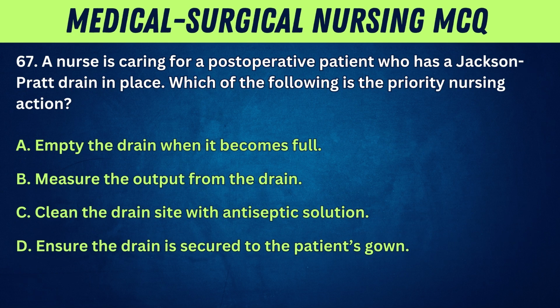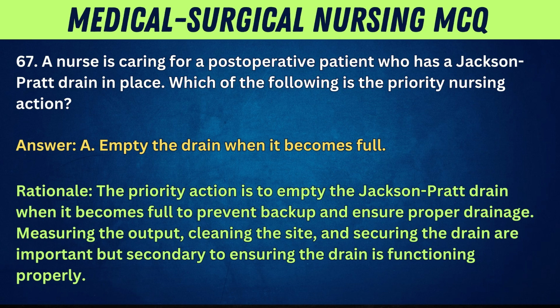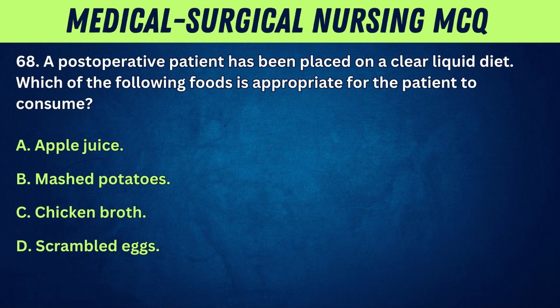67. A nurse is caring for a postoperative patient who has a Jackson-Pratt drain in place. Which of the following is the priority nursing action? A. Empty the drain when it becomes full. B. Measure the output from the drain. C. Clean the drain site with antiseptic solution. D. Ensure the drain is secured to the patient's gown. Answer: A. Empty the drain when it becomes full. Rationale: The priority action is to empty the Jackson-Pratt drain when it becomes full to prevent backup and ensure proper drainage. Measuring the output, cleaning the site, and securing the drain are important but secondary to ensuring the drain is functioning properly.